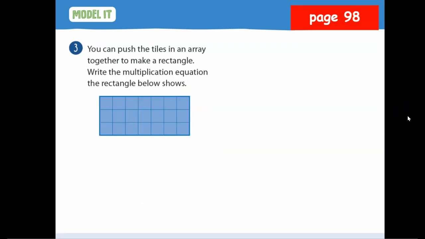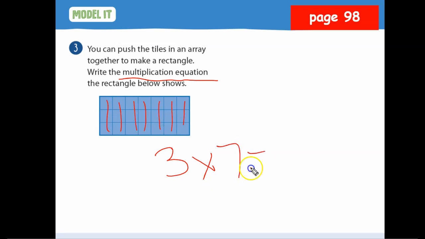It says you can push the tiles in an array together to make a rectangle. Okay. Write the multiplication equation of the rectangle below. Right. So I start with, what's the first number tells me? How many rows, right? So how many rows in that rectangle? 3. It says multiplication equation, so it's 3 times, and then how many columns? Let's see, 1, 2, 3, 4, 5, 6, 7. Yep. So 3 times 7.